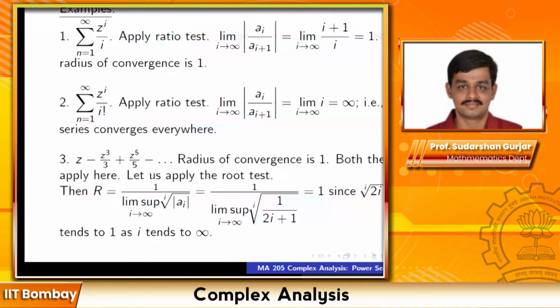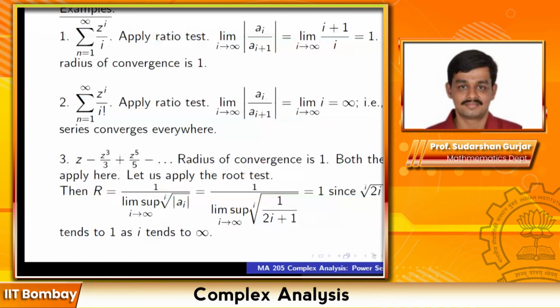Second example, related to the first: let's take the series summation of z raised to i by i factorial. We will see in the next lecture that this is the power series expansion of the exponential function e raised to z. You would expect it to converge everywhere, because the exponential function is defined everywhere, and that's indeed the case. So again, let us apply the ratio test. What is the limit of mod a_i by a_{i+1}?